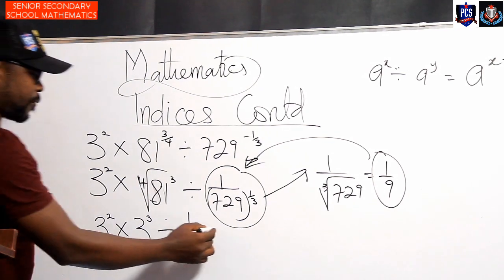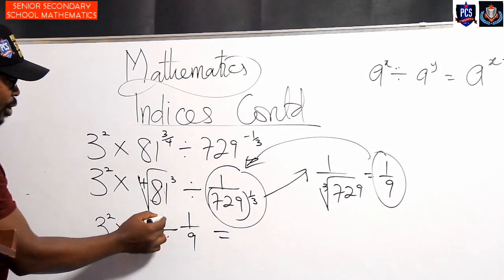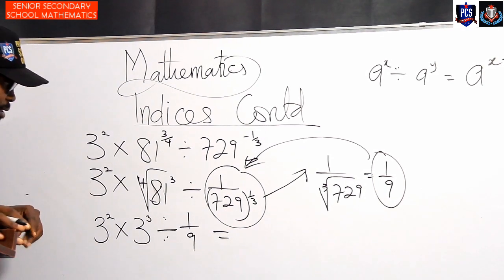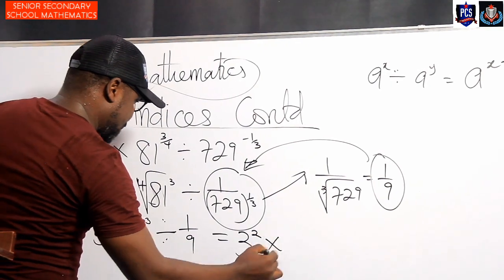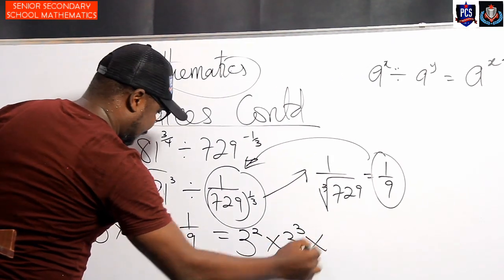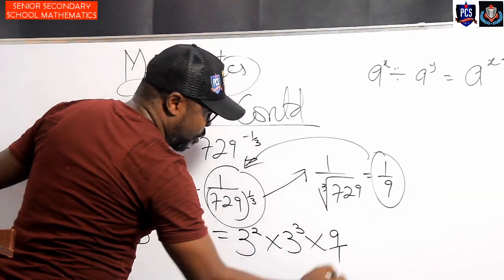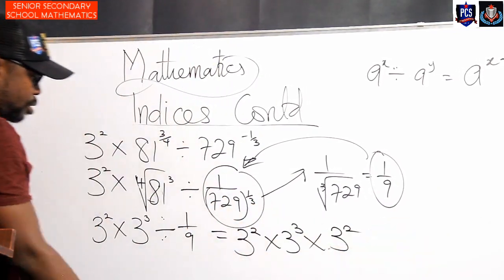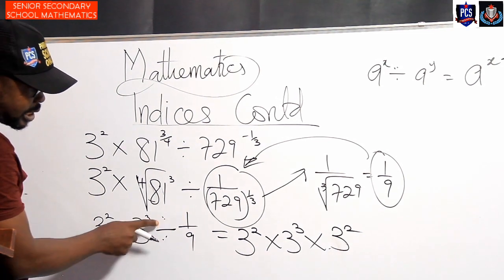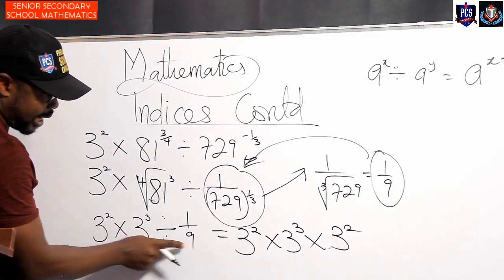Then in normal calculation of fractions, you know that when you have a division, they say convert your division to multiplication and invert the number. So I'm saying 3 raised to power 2 times 3 raised to power 3 times 9 over 1. Of course, 9 is what? 3 raised to power 2. Notice what I did now. I call this the multiplication and inverted this.